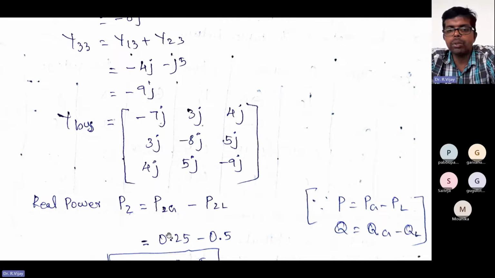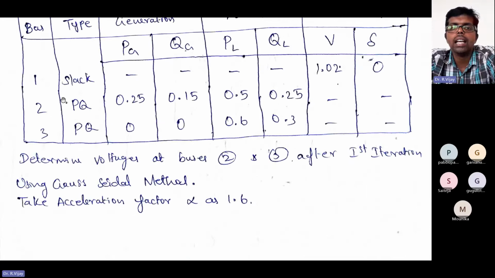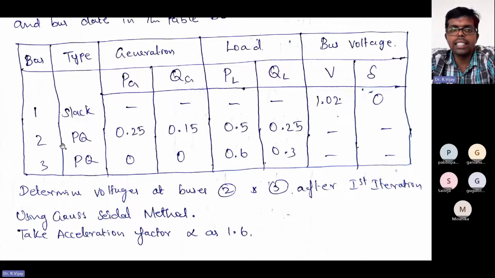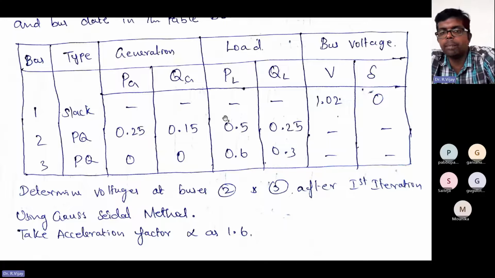Here P2G is 0.25 and P2L is 0.5. How to take P2G? You need to go to the problem. P2G is the generation at the second bus, which is 0.25. The load at the second bus is 0.5. So P2G minus P2L, because this is the second bus: 0.25 minus 0.5.